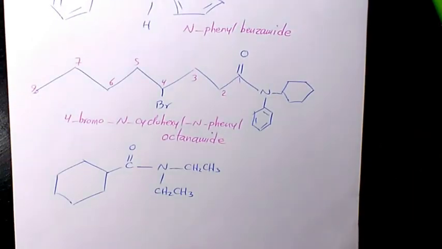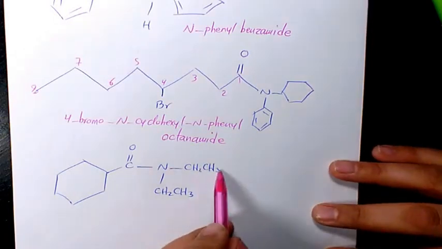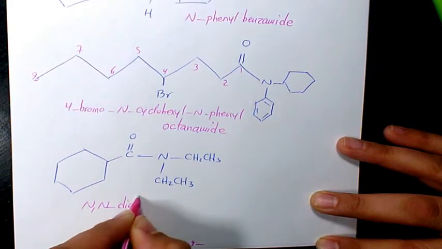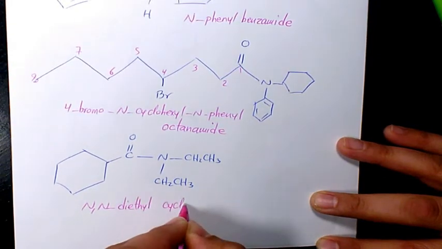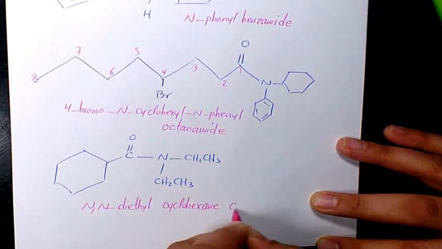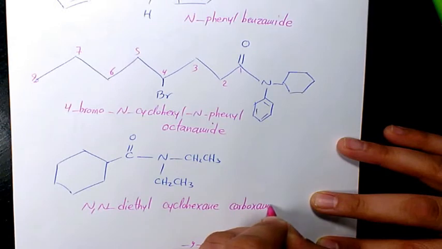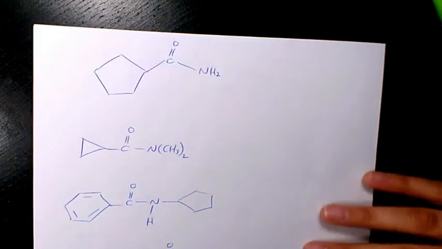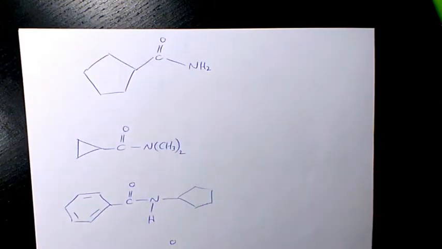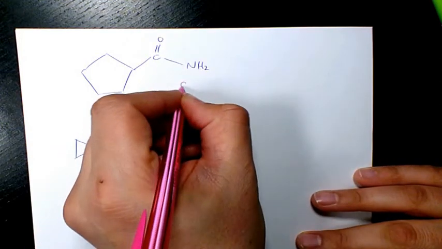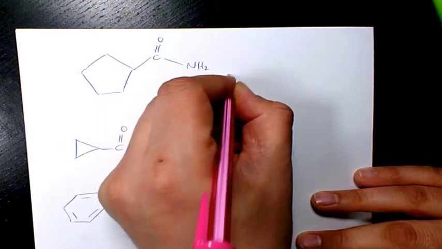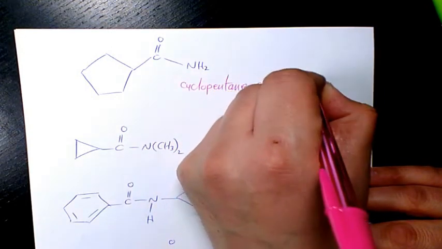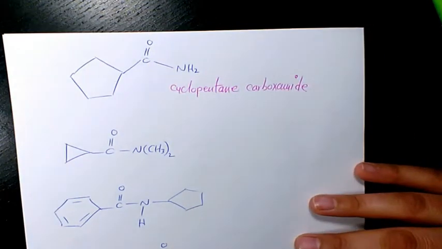Next one. It's going to be ethyl and an ethyl here, so it's going to be N and N diethyl cyclohexane carboxamide. That's the name of this organic compound. In this chemical we are dealing with cyclopentane, so we call it cyclopentane carboxamide. That's the name of this compound.